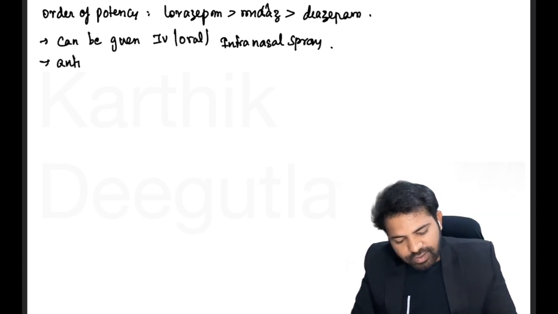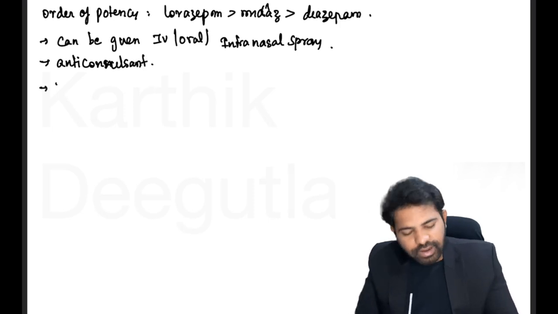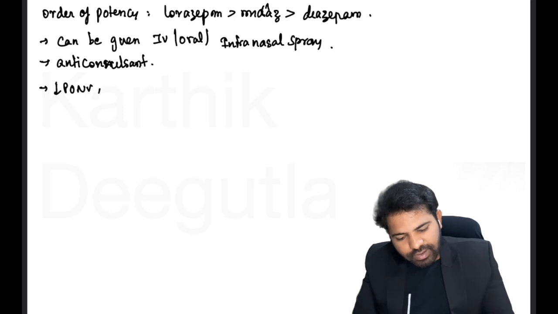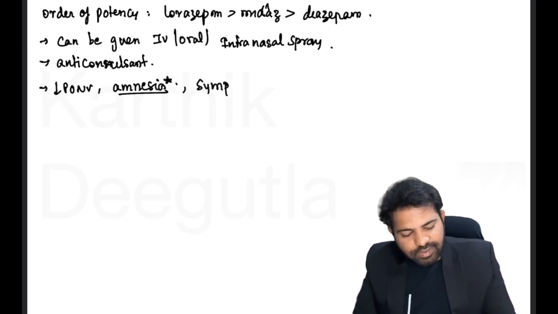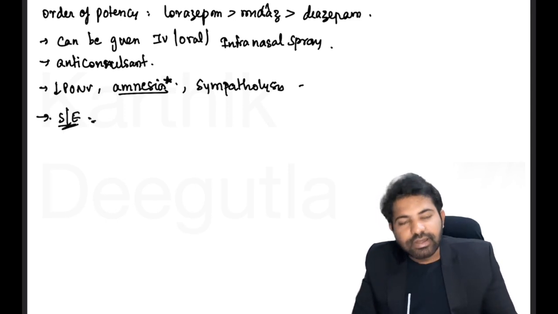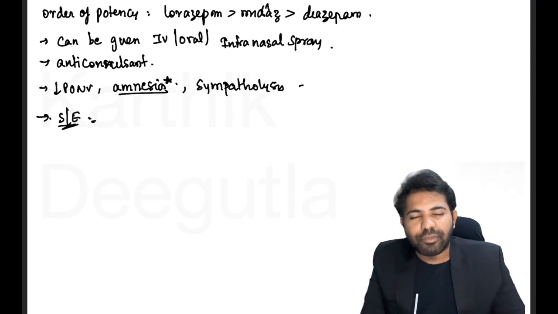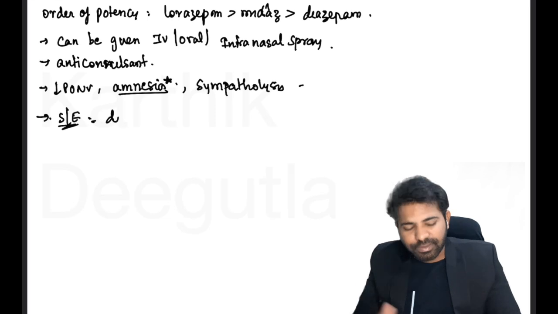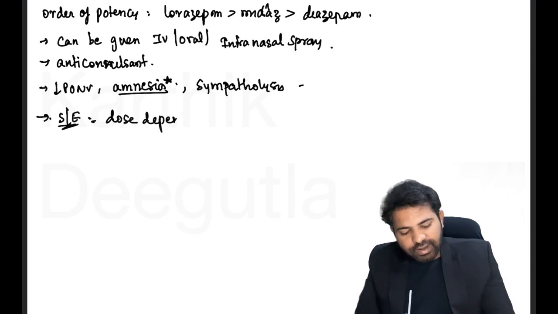It can also be used as an anticonvulsant. It also decreases post-operative nausea and vomiting. It can be used for amnesia. This is important. And it can cause sympatholysis, since anxiolysis is nothing but sympatholysis. Clear? What are the side effects? There is dose-related depression. When you give more dose of that drug, it causes more respiratory depression. Dose-dependent respiratory depression will occur.